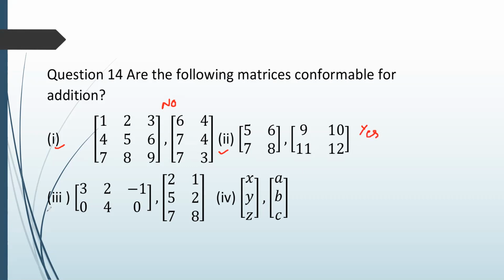Now we go for the third part. Here we see that the order of this matrix is 2 by 3 and the order of this matrix is 3 by 2. It means both are of different order. So this is not possible. Is that clear? Now we go for the fourth part. Here we see that both matrices are of the same order, 3 by 1. It means this is possible for addition. Is that clear?